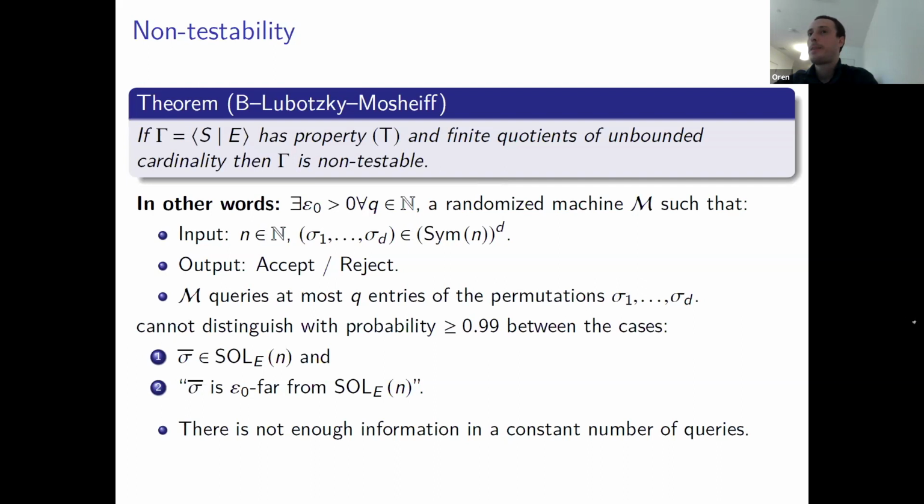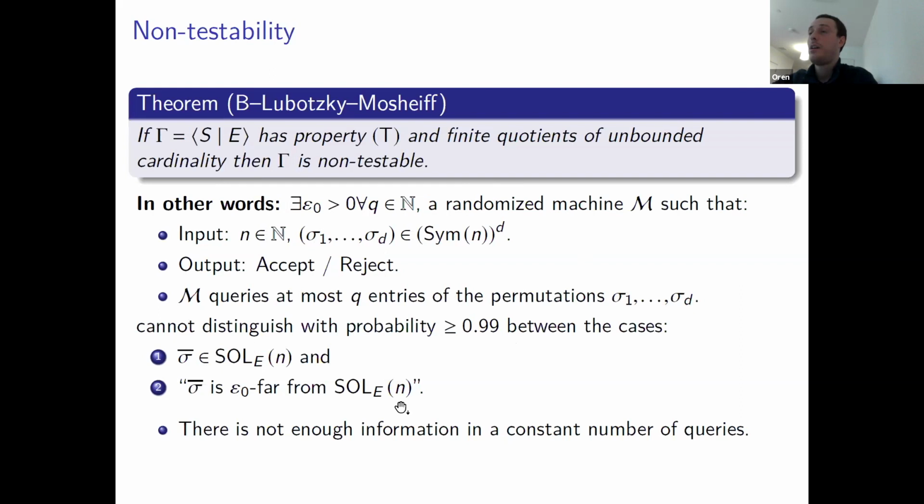If you remember what it is, great. If not, here I more or less am telling you what it means to be non-testable. So I'll read it, but maybe not exactly word by word. Being not testable means that every randomized machine that takes n and a d tuple of elements of Sym n, and either accepts or rejects the tuple, and queries these permutations at most q entries, such a machine cannot distinguish with great probability between the case where the tuple is actually a solution for E and the case where the tuple is far from a solution for E.